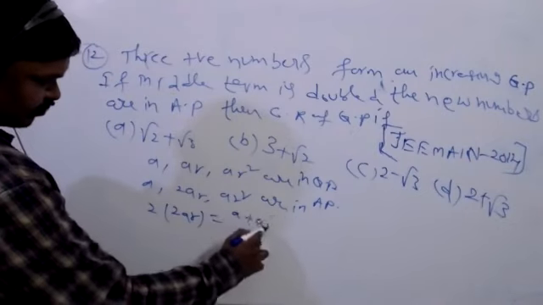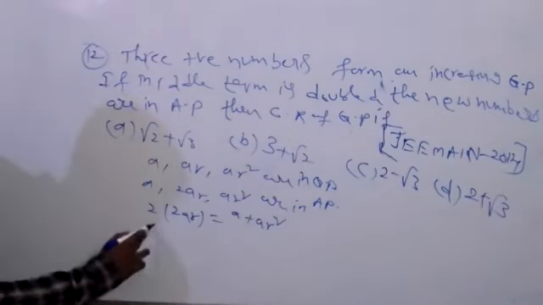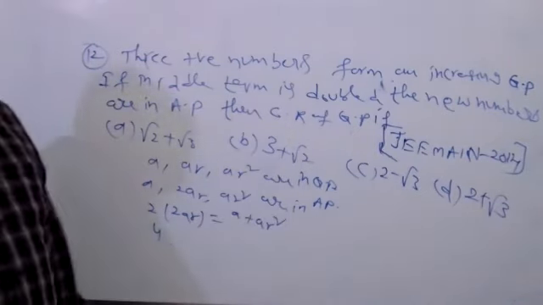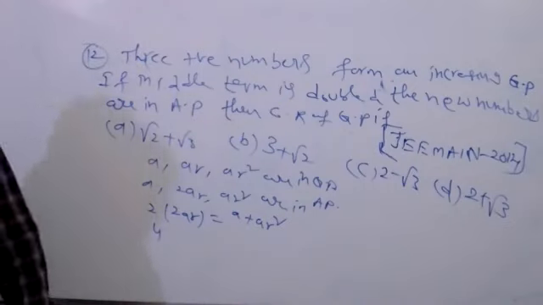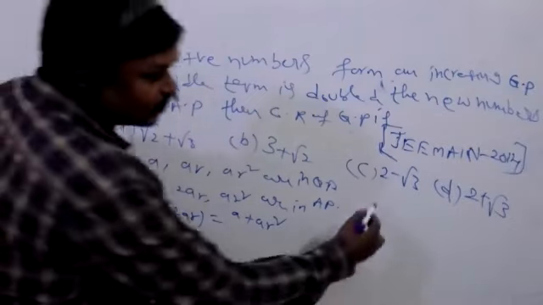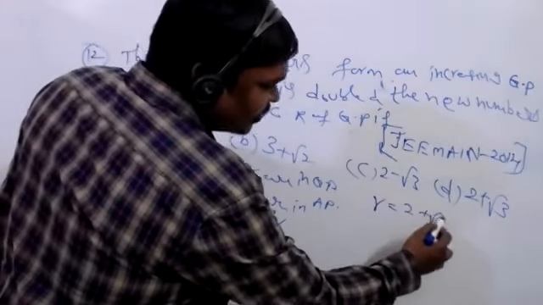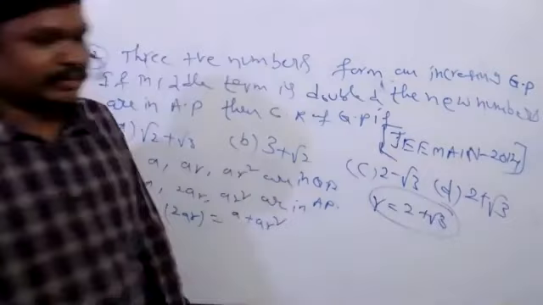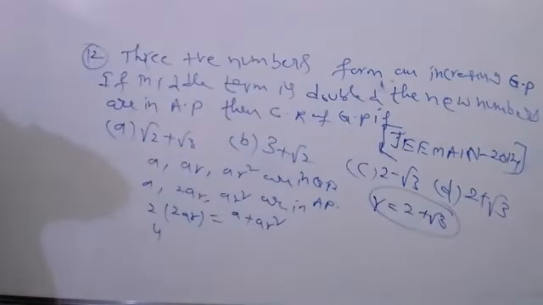Sir, is it 2 plus or minus root 3? R is equal to 2 plus root 3. Yes, correct. Absolutely correct. So how do you do it?